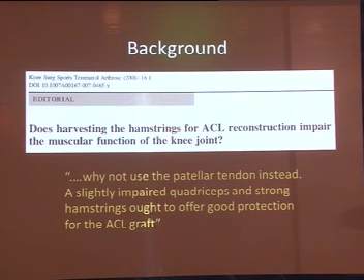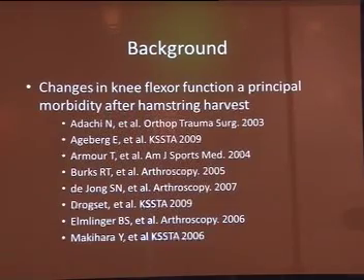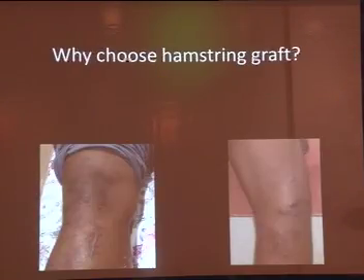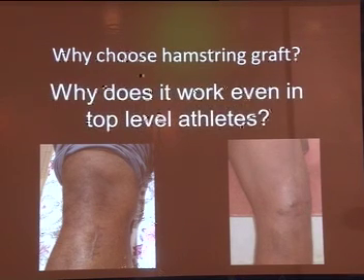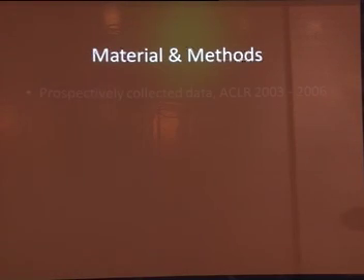This editorial in 2008 in KSSTA, and the editor was no other than N.R. Eriksson, who said, why not the patellar tendon that will improve the quadriceps and keep your hamstrings as a real agonist? There's a host of papers talking about knee flexor function getting impaired after hamstring harvest. But still, we choose it, and it works very well in top level athletes. So we decided to conduct this study.